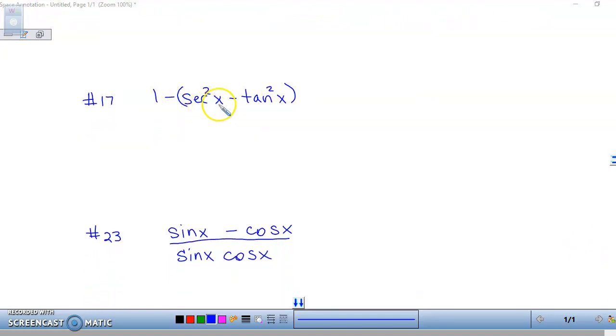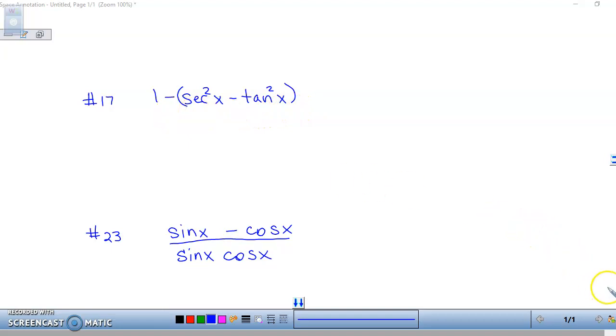Alright, next problem, number 17. We have 1 minus secant squared x minus tangent squared x. Again, when I see these squares in the problem, that makes me think Pythagorean identity. If I see a 1 hanging around and I see secant squared or tangent squared or cosecant squared or cosine squared or any of those squared, or I see 2 of them squared, subtracting or adding, then I'm going to think about looking at my Pythagorean identities. And it just so happens that secant squared x minus tangent squared x is one of the Pythagorean identities that's been rearranged a little bit.